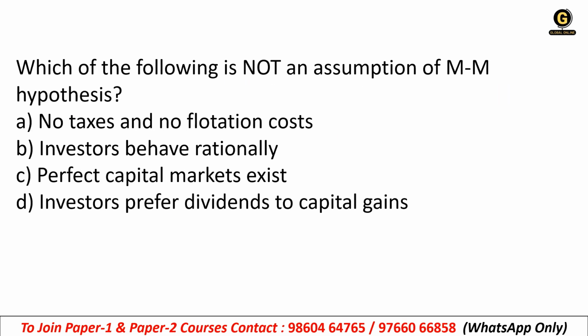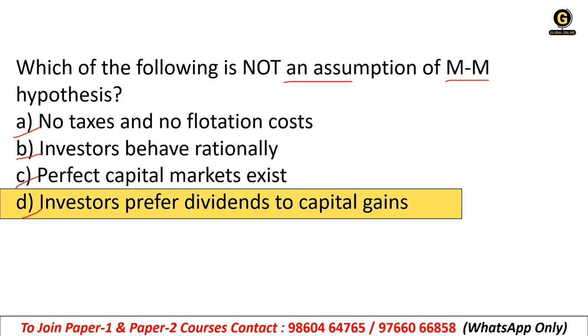Which of the following is not an assumption of the MM hypothesis? A. No taxes and no flotation cost. B. Investors behave rationally. C. Perfect capital markets exist. And D. Investors prefer dividend to capital gains. Right answer is option D.